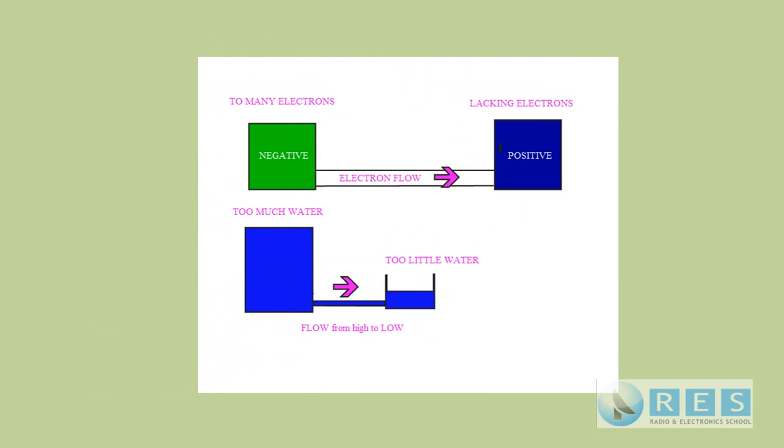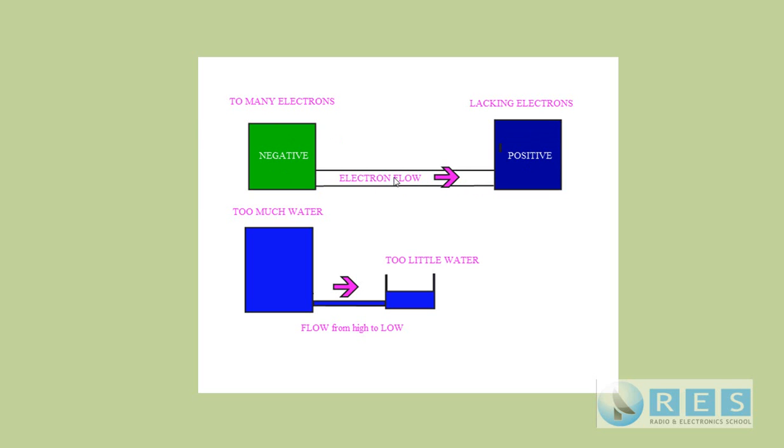Just to reinforce what we just covered, I've drawn it a little bit more symbolically. Here we have a material which is negative. Here we have a material which is positive. That means it's lacking electrons. This one has an excess of electrons. And if we put a conductor between the two, electrons will flow from the negative one to the positive one.